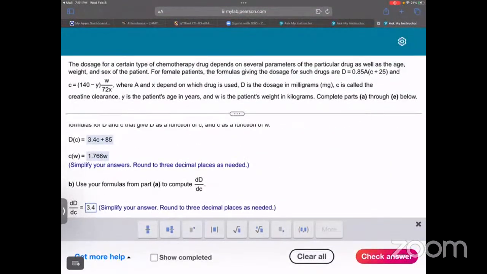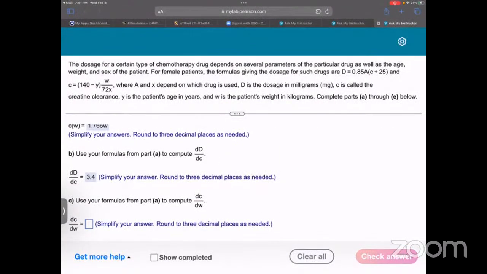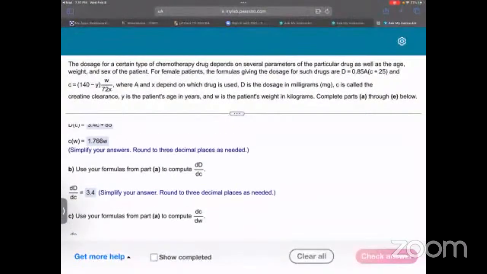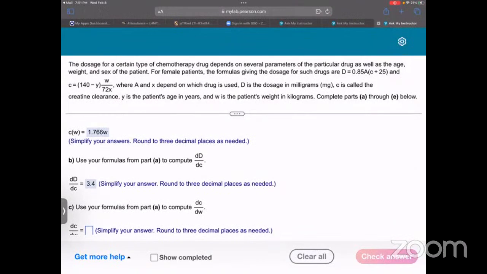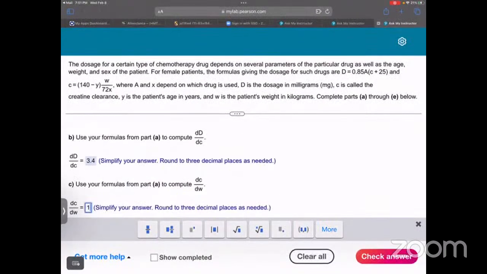Okay. And then they want the derivative of C with respect to W. So from the second equation, can you give me the result? It's 1.766. Okay, that looks good.